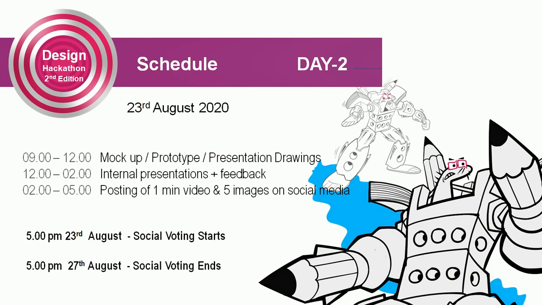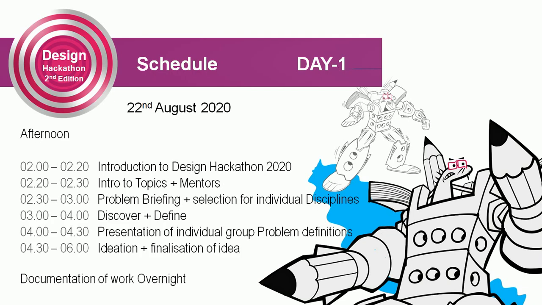On 23rd August. So on the day 1 you will be introduced to the Design Hackathon, the problem statement for each of these categories, and we will be introducing your teams to the mentors who will be helping you follow the design process, and you will be briefed about the projects, and then with the help of the mentors you will be doing your own research, discovery, defining the problem, presentation of your identified problem definitions, and then you get on to ideation and finalization of the ideas. By 6 we'll close day 1. However, you can continue working on your project overnight.